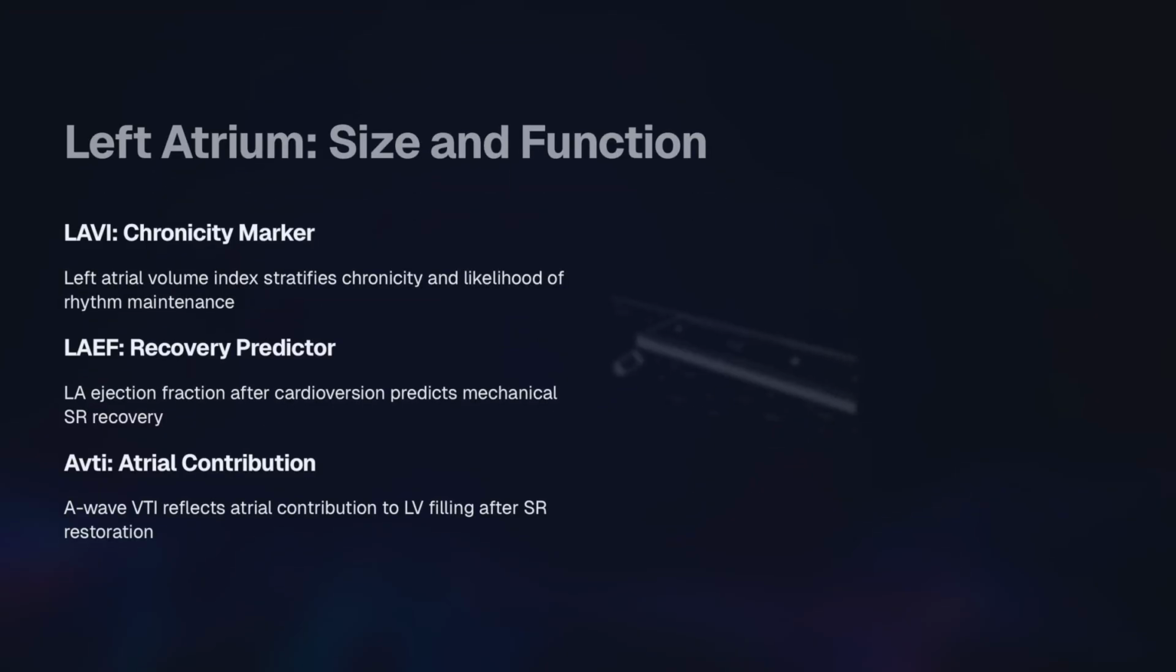Regarding the LA size and function, the LAVI, the left atrial volume index, is the chronicity marker. It stratifies chronicity and the likelihood of rhythm maintenance. Then you have LAEF, the left atrial ejection fraction, which is the recovery predictor, and after cardioversion predicts the mechanical recovery. Regarding A-VTI, the A wave VTI, it reflects the atrial contribution to the LV filling after the restoration of sinus rhythm.